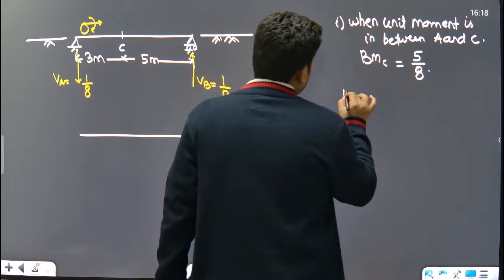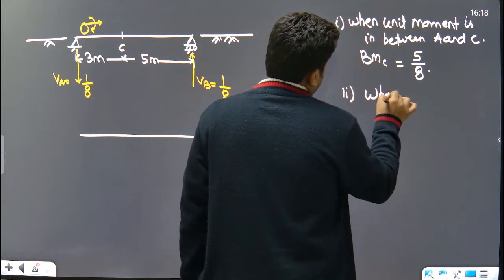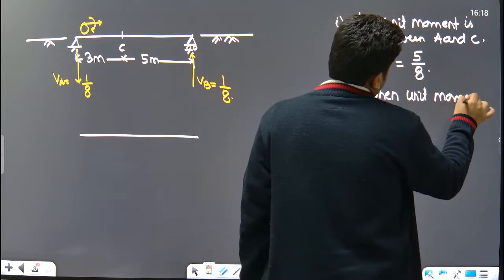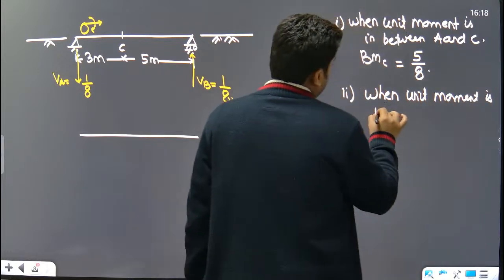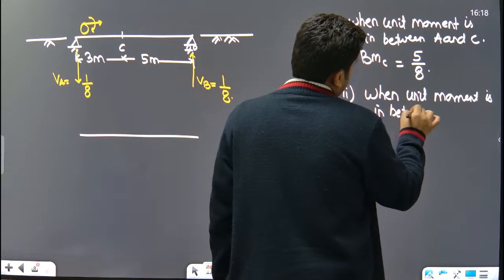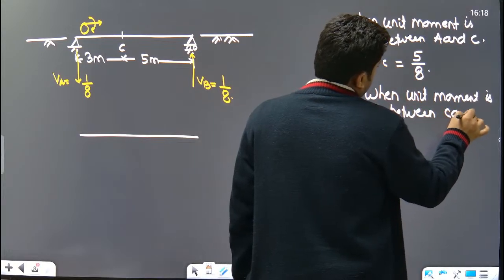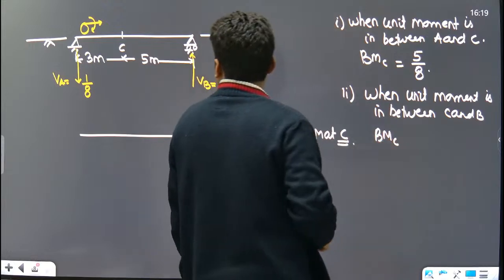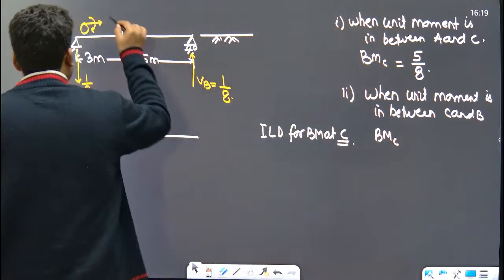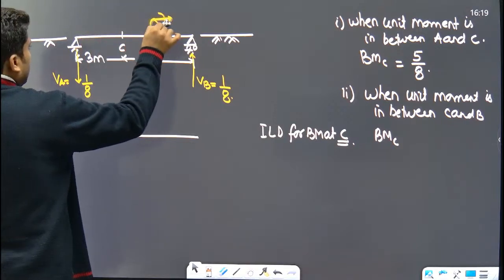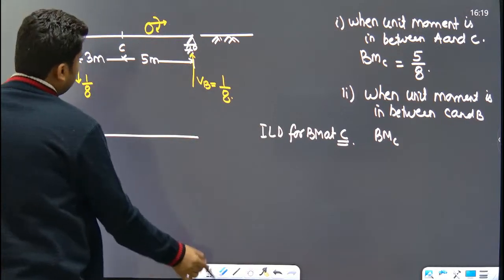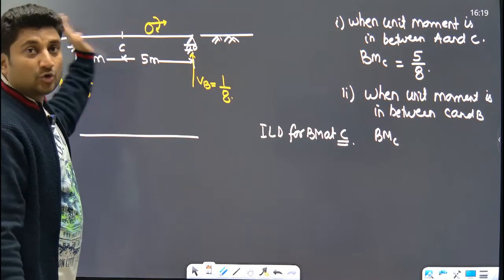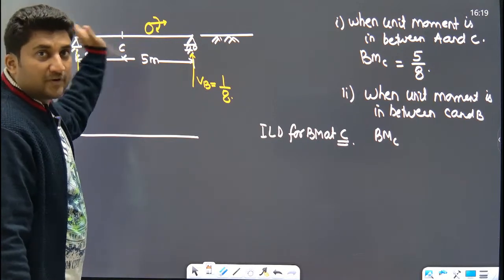And case 2, when the unit moment is in between C and B. What is the bending moment at C? Now this unit moment is between C and B. Stand at C, look towards the left hand side.